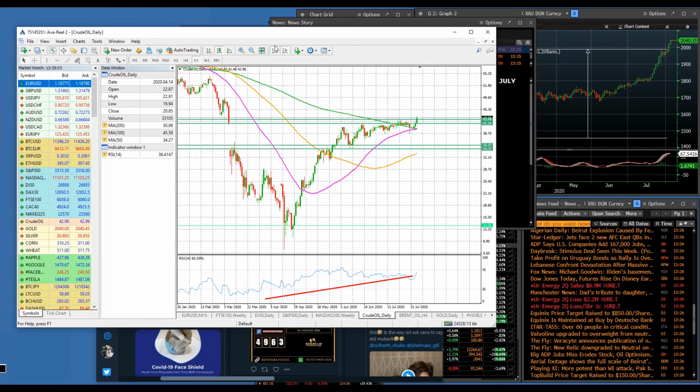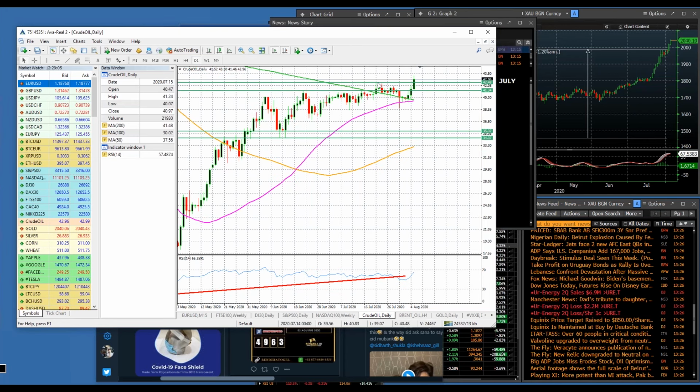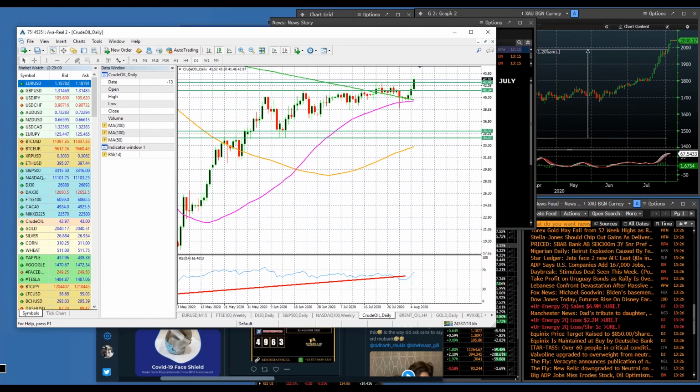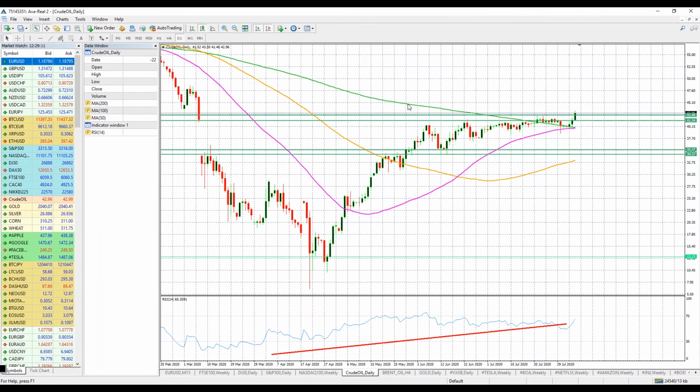Again, oil prices are rising today. They have come out of this ugly area of consolidation on a daily time frame. If I can just make the chart a little bit bigger, there has been consolidation going on for a long period of time. Today, the price is breaking out of that, and moreover, we have another bullish sign coming where the 50-day moving average is about to cross above the 200-day moving average, and that would be again positive.